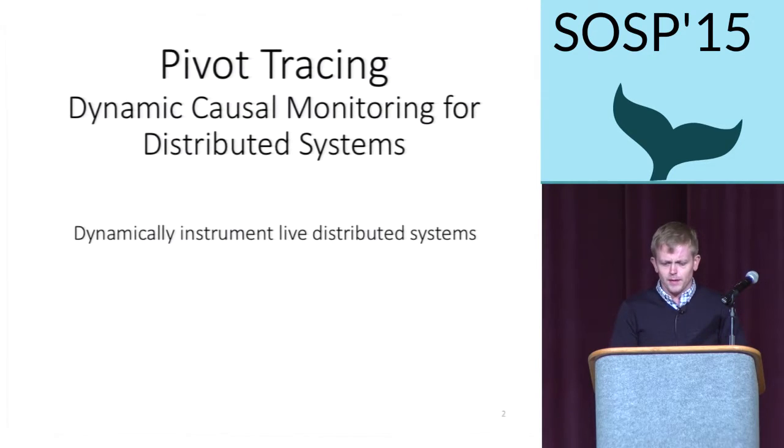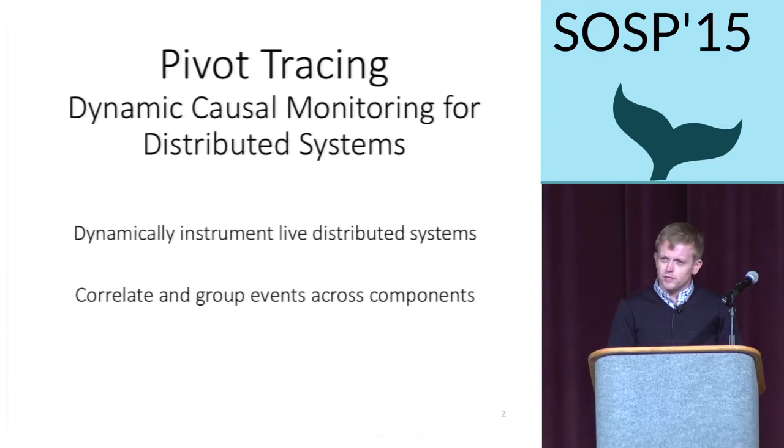Pivot tracing is about dynamically instrumenting live distributed systems to get real-time statistics, where we want to be able to correlate and group events across different processes, machines, and applications. And I'm going to begin my talk with an example just to make things concrete.